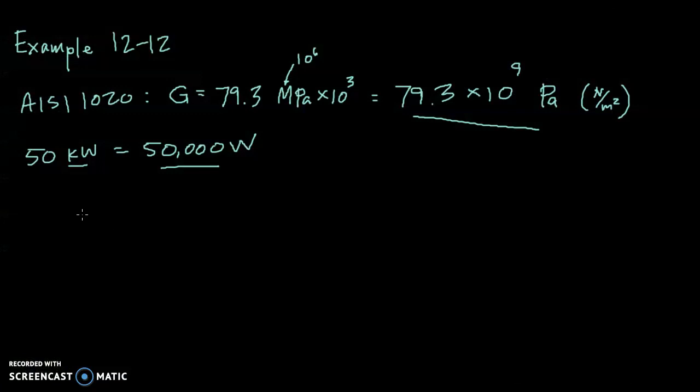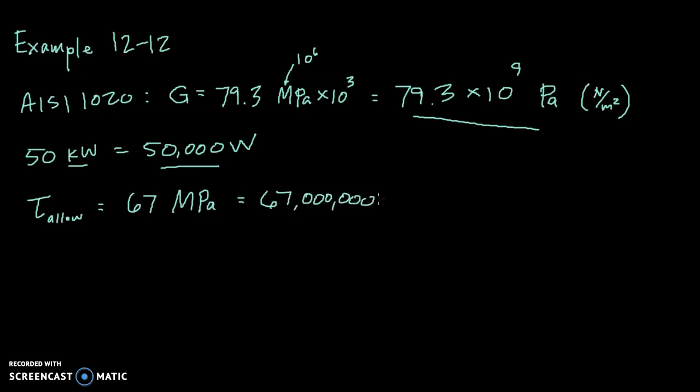And we're given an allowable shear stress. That's one of our design constraints. The allowable shear stress cannot exceed 67 megapascals. So that's 67 million pascals. The speed that the shaft rotates at is 6 revolutions per second.